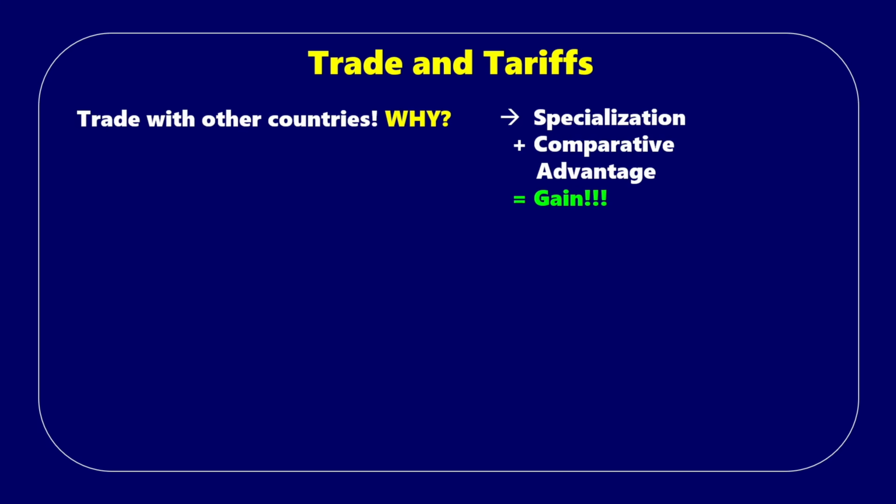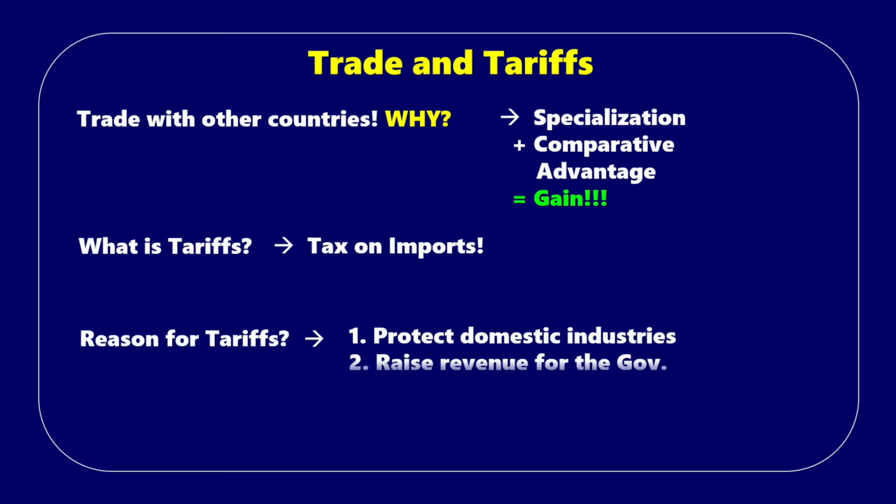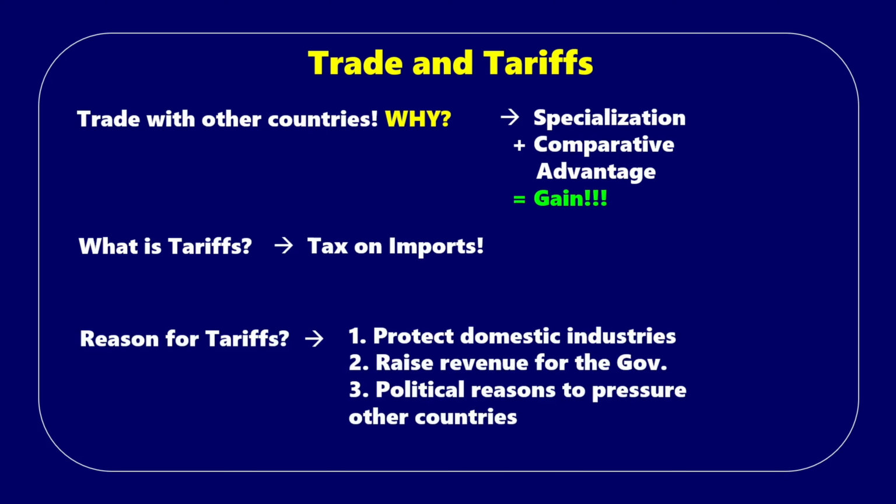Now, if trade creates gains, why would governments ever want to interfere with it? And that's where tariffs come in. A tariff is just a tax on imports, goods that come from other countries. When a tariff is placed on imports, those goods become more expensive. And governments use tariffs for a few main reasons. First, it's to protect domestic industries.